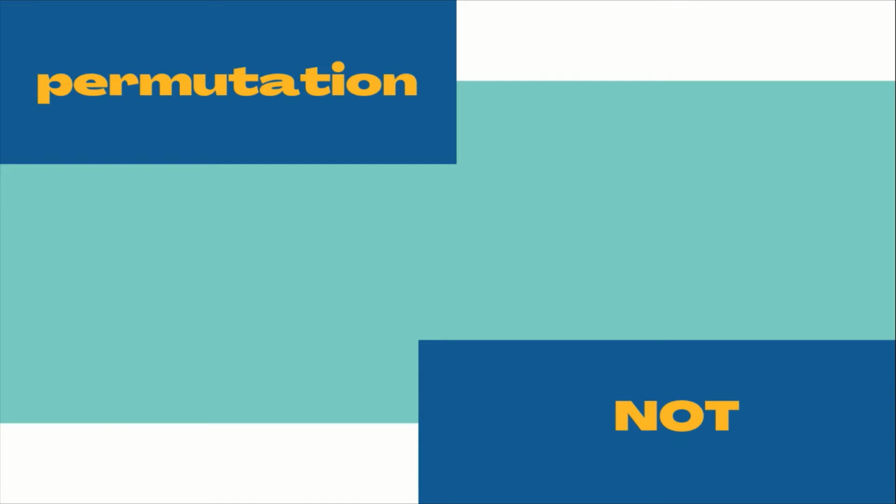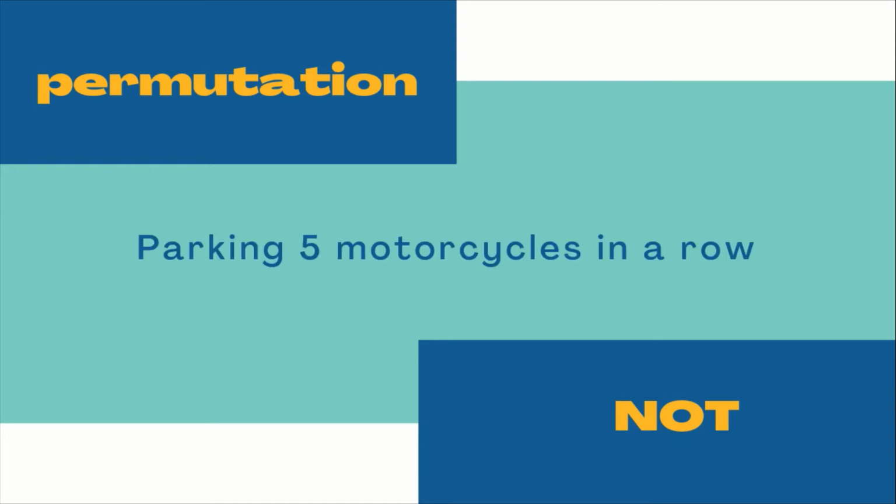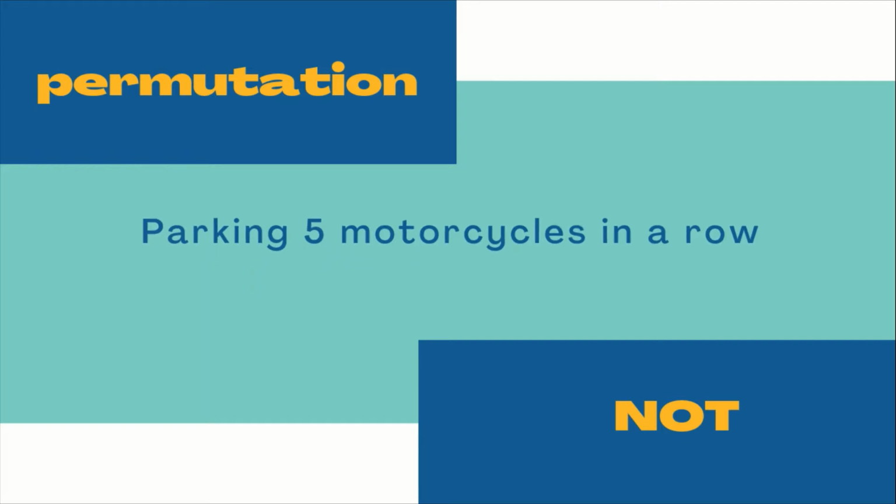Let us determine whether the given scenario illustrates permutation or not. Parking 5 motorcycles in a row. So the position or the order is important. So this is an example of permutation.